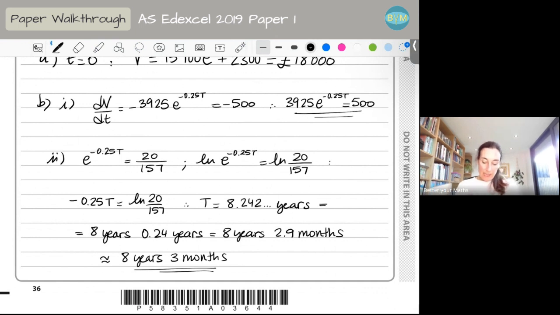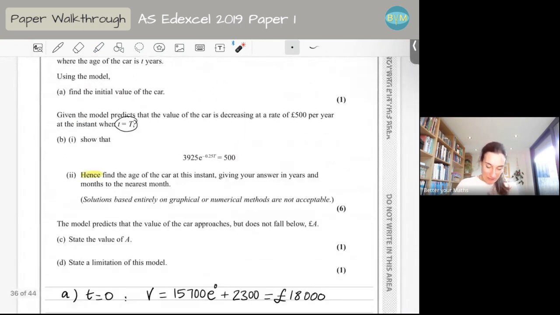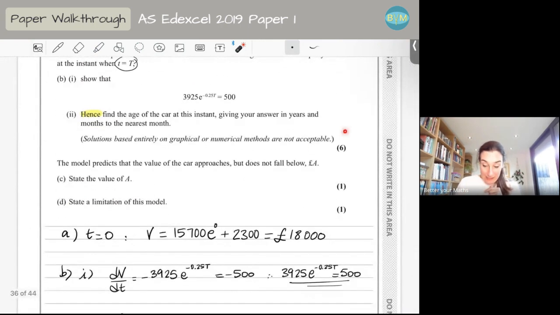Yeah? And that's when the car is decreasing at this rate. Yeah, that's what they're asking. When the car is decreasing at that rate of minus 500. Yes? Is it clear? Okay, perfect. And this is 6 marks because you have to solve the equation.